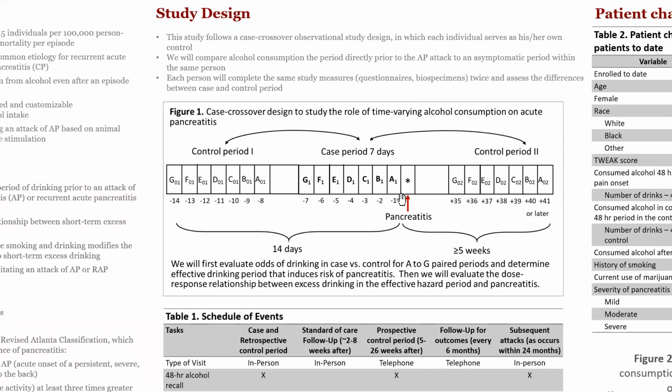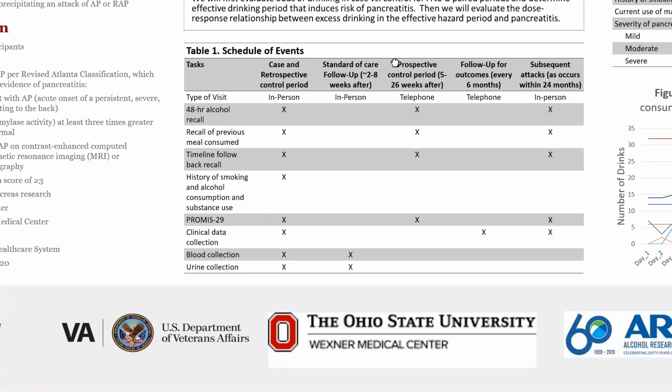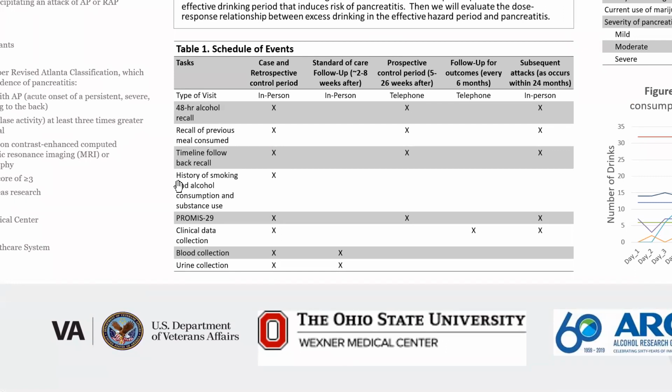We will collect alcohol exposure information in the 7 days prior to an attack of acute pancreatitis, representing the case period. We will also collect alcohol consumption levels the week prior to that as the retrospective control period. And we will also collect alcohol consumption information from a prospective control period in which they're not experiencing any pancreas-related symptoms. In addition, we will also collect lifetime history of smoking and alcohol consumption levels and quality of life information.